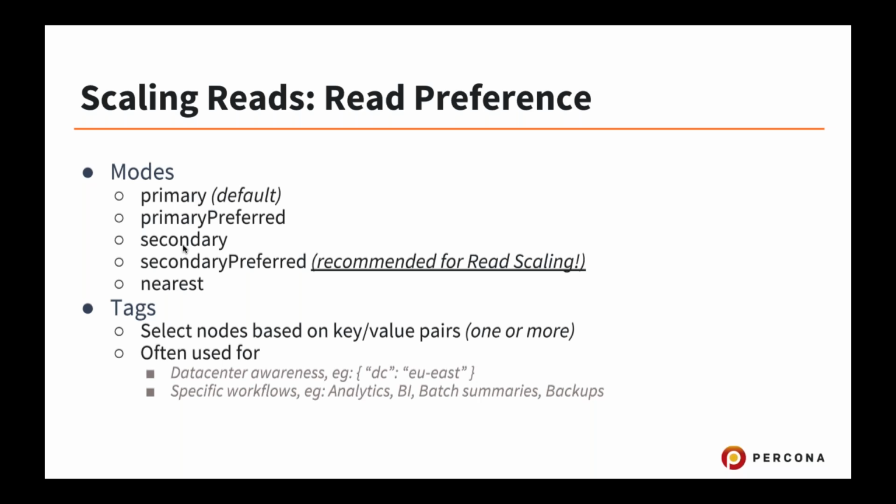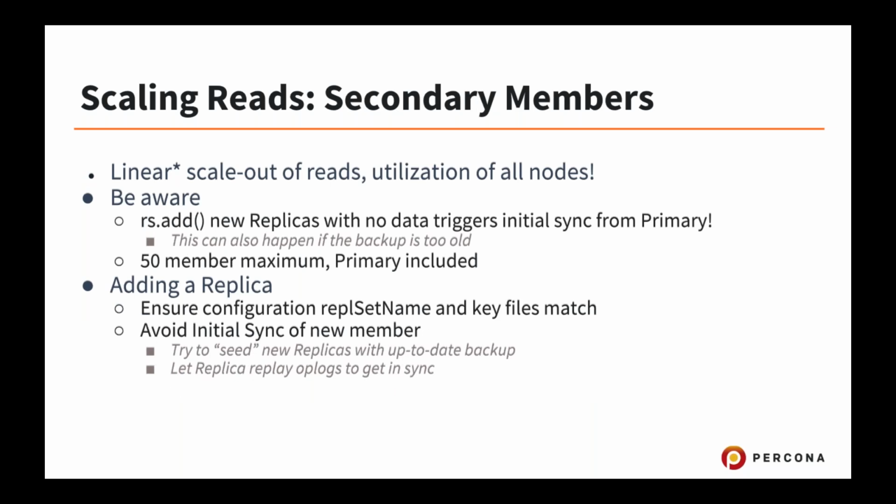You could also use tagging to say this secondary is SSDs and this secondary isn't, and maybe I only want to read from the SSD one. Lots of things you can do with tags that will be on the blog soon with Percona. So just kind of mentioned it, you can get linear scale out of reads. I put an asterisk beside linear scale out of reads. Really, I can't see why it's not linear. I just don't want to be wrong about that.